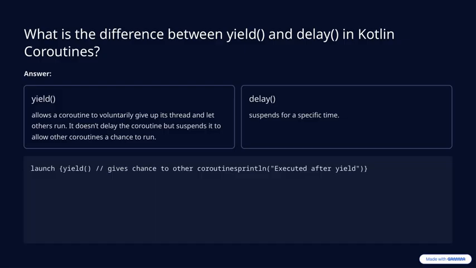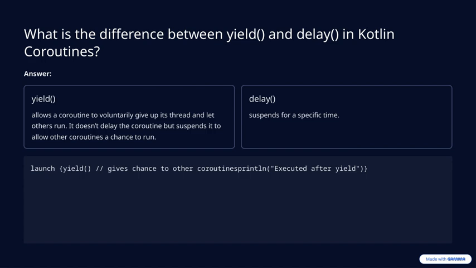Let's take a closer look at the difference between yield and delay in Kotlin coroutines. First, yield allows a coroutine to voluntarily give up its thread and let other coroutines run. It's important to note that it doesn't delay the coroutine itself. Instead, it suspends it momentarily, giving other coroutines a chance to execute. This is useful when you want to be cooperative and ensure that multiple coroutines share resources fairly.